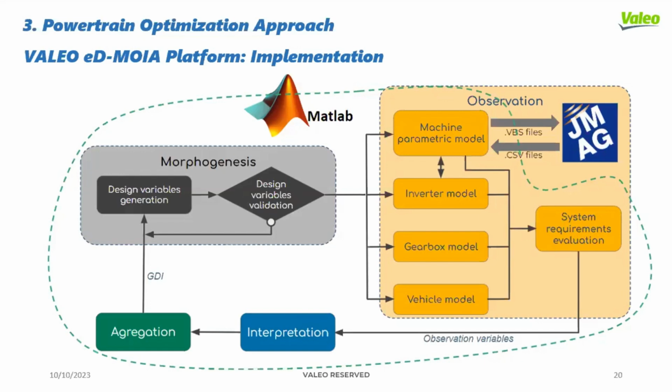So here we have already seen this is observation. We have the models. We have this coupling. If we have a machine parametric model, we will call GMAG to do the calculation and give us back the observation variables that are of interest. And then here I represented the design variables validation step that I told you about just before.